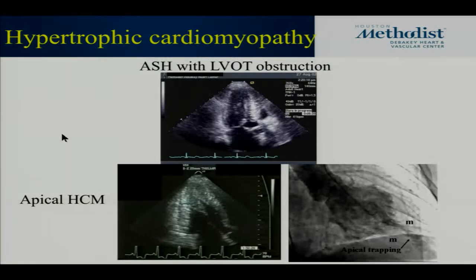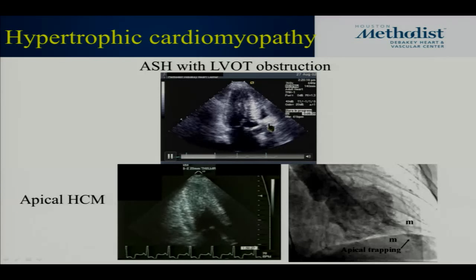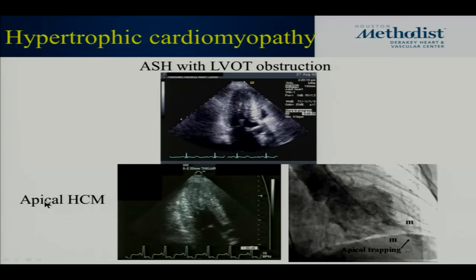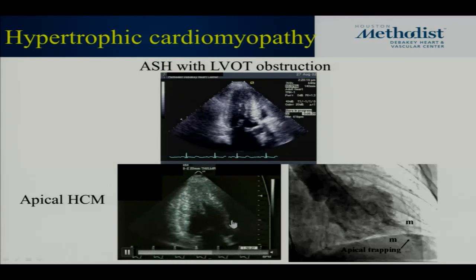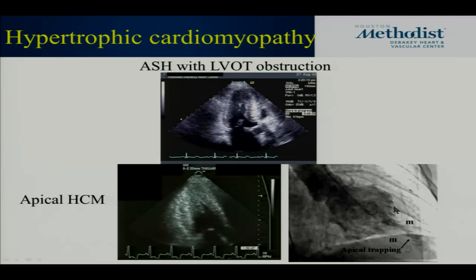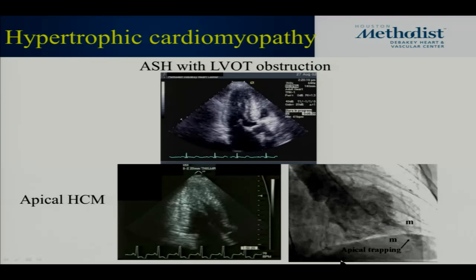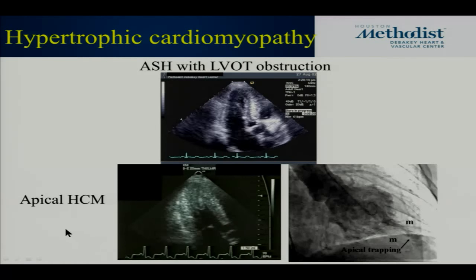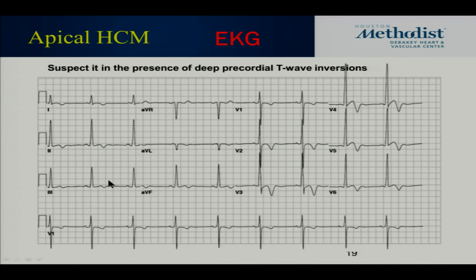So this shows you up here, just for comparison, the typical hypertrophic cardiomyopathy, and here you have the apical version, where you may have some hypertrophy at the base, but it's just a lot of apical hypertrophy with obstruction at the apex. So if you do an LV angio, for example, you have this very classic apical trapping that looks like an ace of spades card. So very typical appearance, and a very typical EKG.